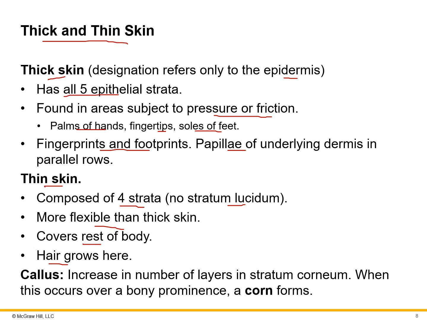And then just a term here, I'm sure we've all come across these or had them. A callus. This is just what happens when we get an increased layer of the stratum corneum, again, the outermost layer, where it's already very keratinized, again, dead cells. Whenever there's an excessive number of layers, it covers over a bony prominence, or a corn can actually form from that callus. So again, just an extra thickening of that stratum corneum leads to a callus. And then if it's over a bony prominence, then a corn can actually form.